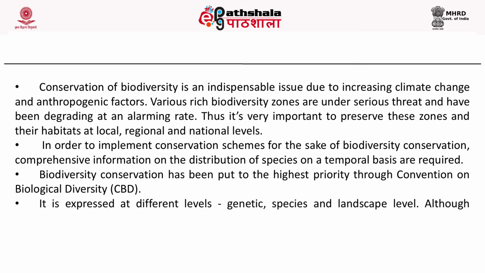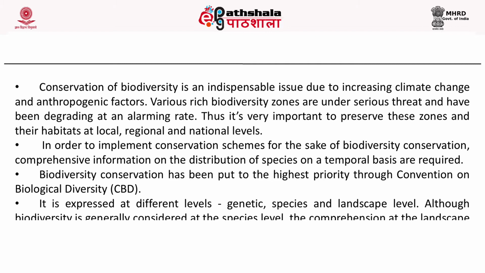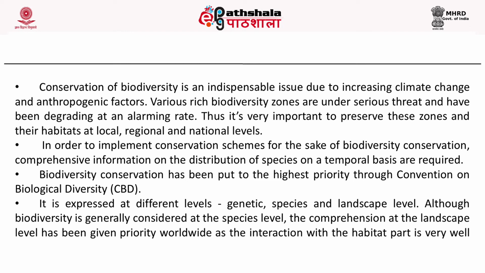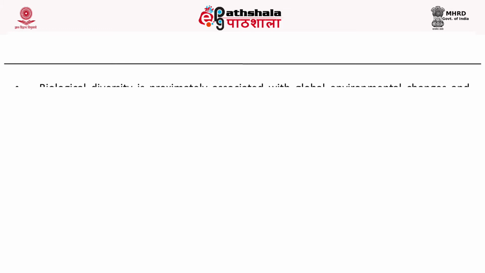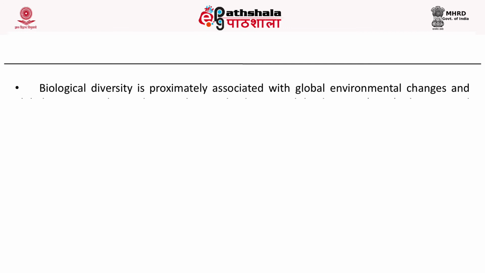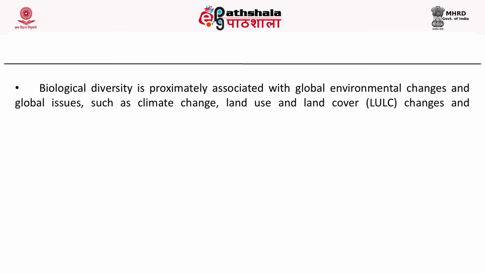Biodiversity conservation has been put to the highest priority through the Convention on Biological Diversity. It is expressed at different levels: genetic, species and landscape level. Although biodiversity is generally considered at the species level, the comprehension at the landscape level has been given priority worldwide, as the interaction with the habitat is very well understood in the latter. Biological diversity is proximately associated with global environmental changes and global issues such as climate change, land use and land cover changes and sustainable development.